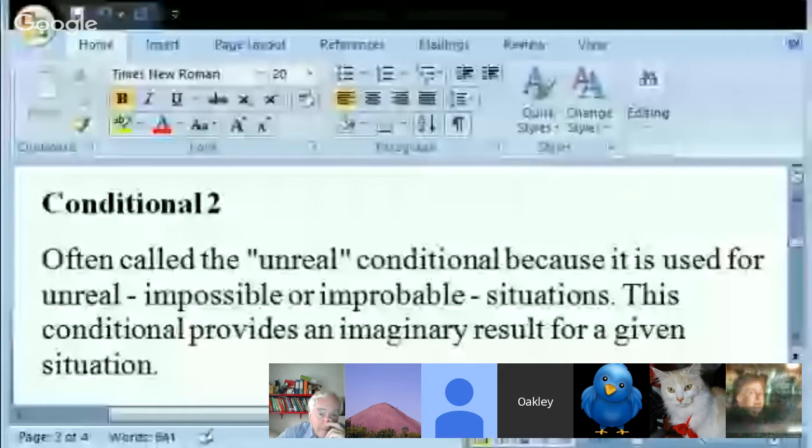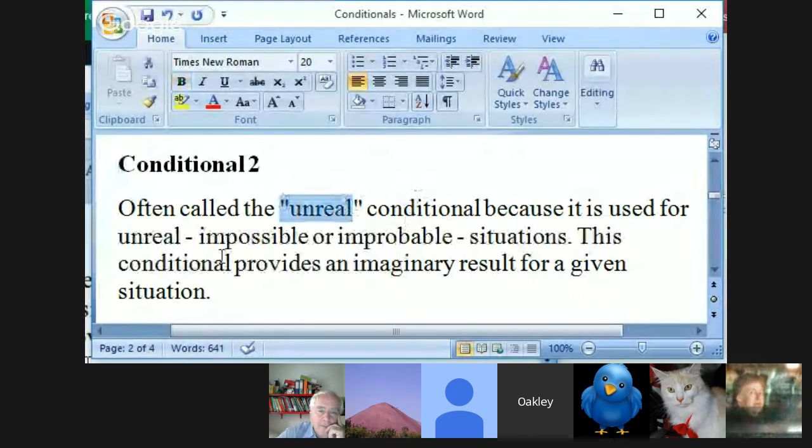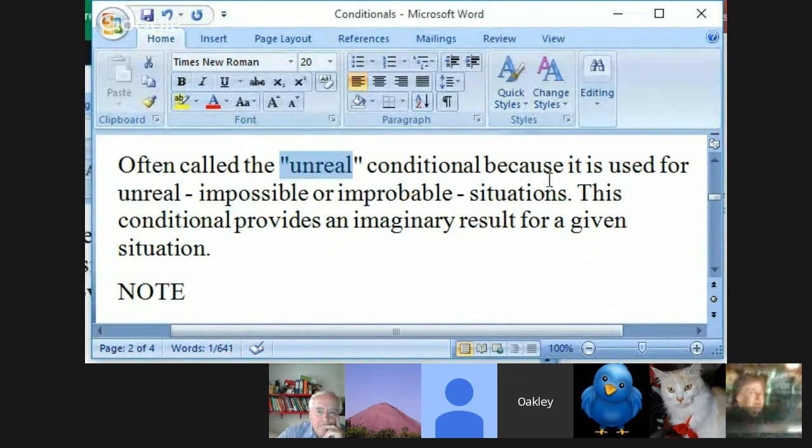Okay, moving on to conditional number 2, or the unreal condition. Call it the second conditional or the unreal conditional, whatever you please. It is used for what the speaker believes are impossible or highly improbable situations. The idea of this conditional is to provide an imaginary result for an imaginary condition.